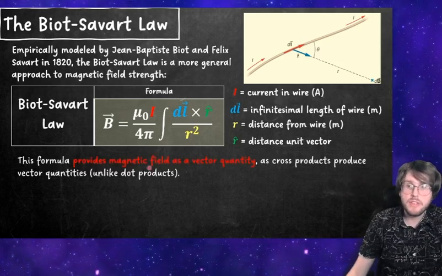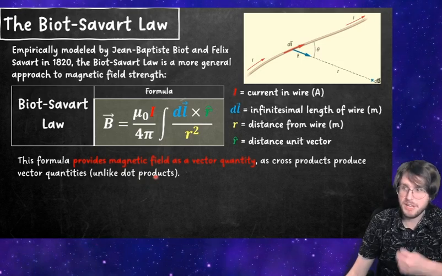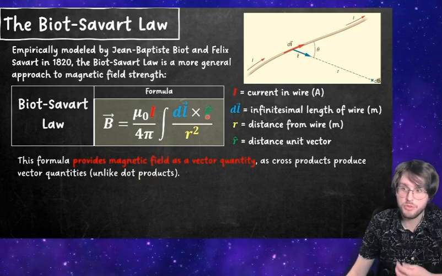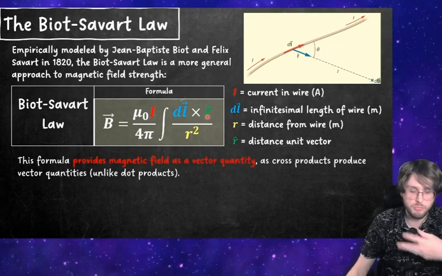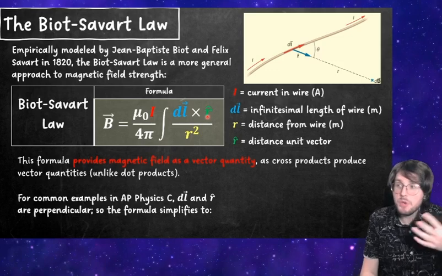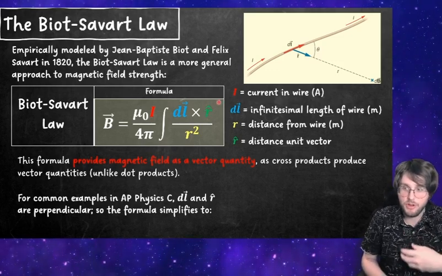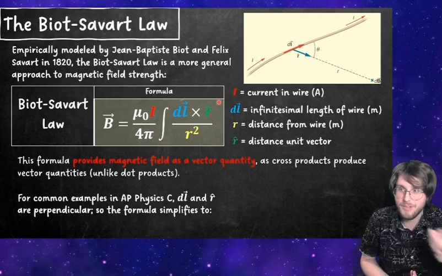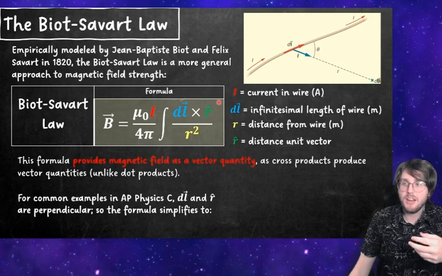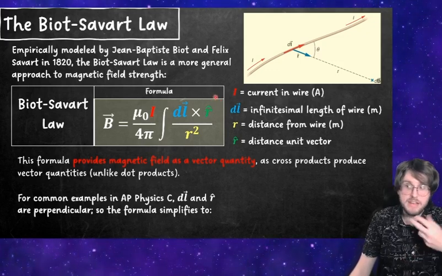Now it's worth noting that this formula, unlike the other one, actually does provide the magnetic field as a vector quantity because a cross product produces a vector quantity as a result, as opposed to dot products or general formulas whose purpose is to only find magnitude. Now, the good news is, even though this is a cross product, most of the examples that AP expects you to solve, and most common examples applying Biot-Savart Law in introductory physics classes, involve dl and this R unit vector being perpendicular to each other by default.